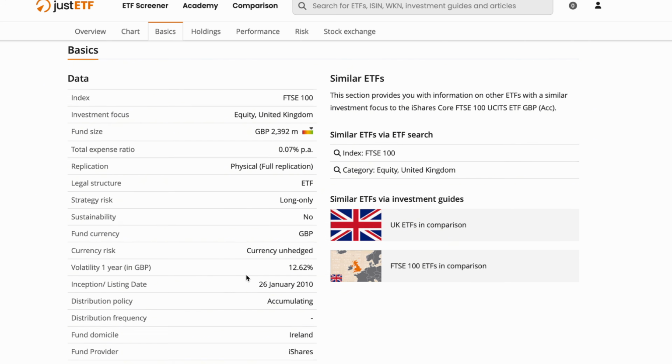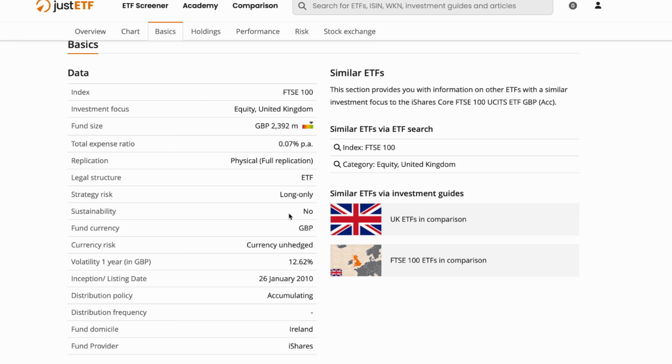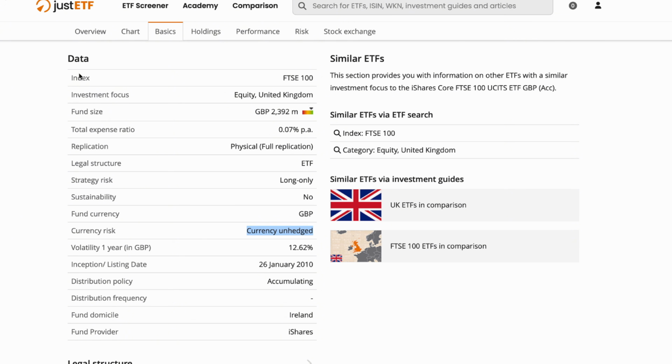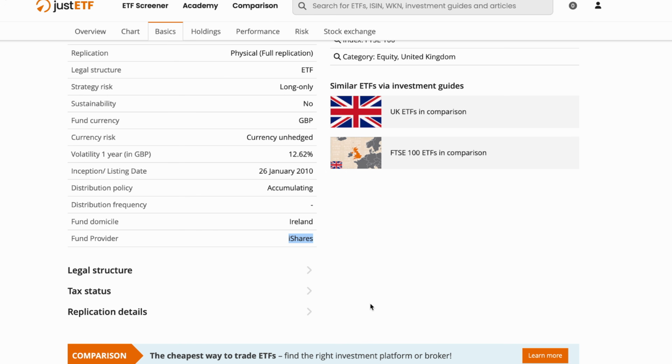So this is just basic information about its volatility for the last 1 year and what its expense ratio is. This is the asset under management. Okay, and the fund currency is GBP itself. So that means you're not investing in dollar terms, so there is no currency unhedged version required here. You're just putting your money into GBP, and the fund is domiciled in Ireland, which is very good, and it is provided by BlackRock. It's a big name.